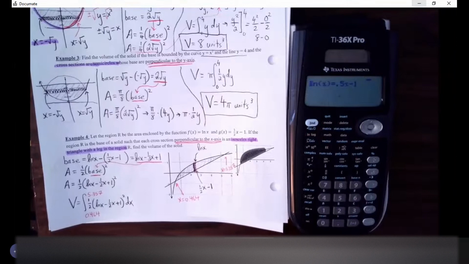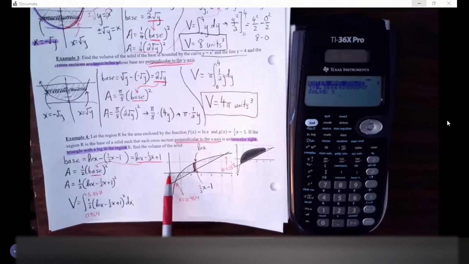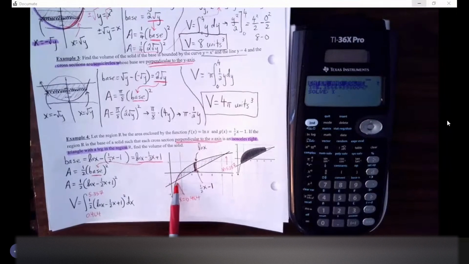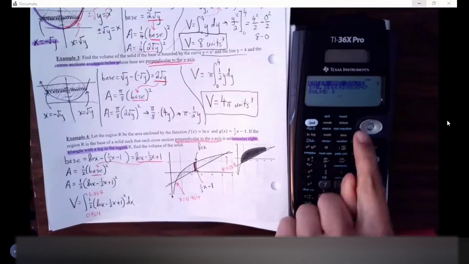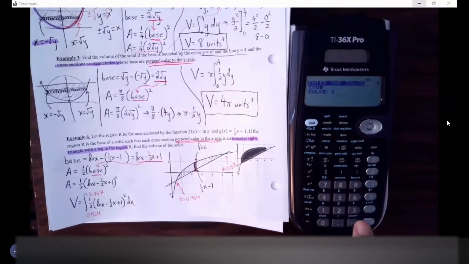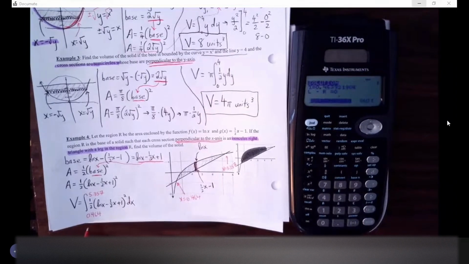Now, there's two intersections, so we're going to have to tell the calculator which point to search, or at least give it a value so that it can search for the closest intersection from that x value. So hit enter. Now you can tell that this intersection is between 0 and 1, right? So you can either put 0 or 1 down and it'll find that intersection for us. It'll both give you the same value. Hit enter, and it should find this intersection for us. It does, 0.464. That's our left bound.